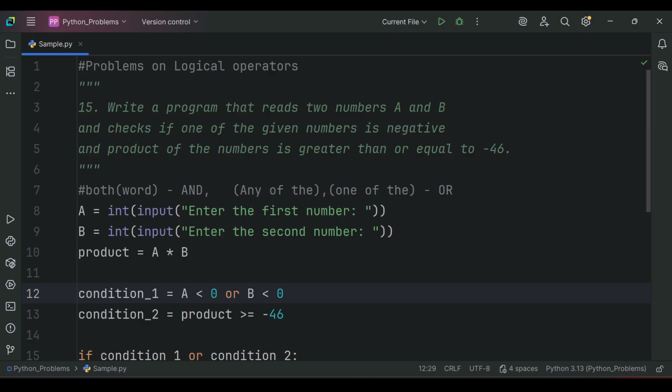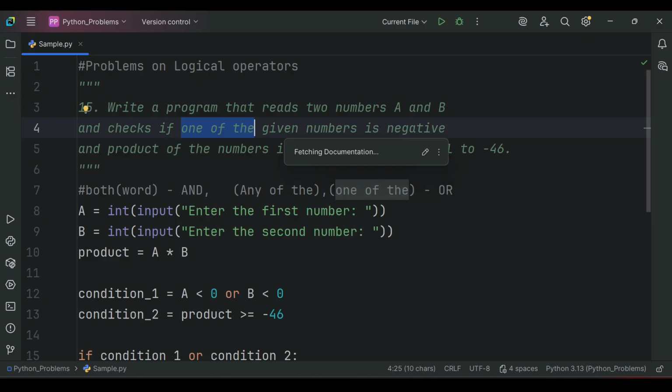Now see the 15th problem. Write a program that reads two numbers A and B and checks if one of the given numbers, one of the given numbers means it will indicate the logical or operator, is negative. Then what is the first condition? What is the first condition asking?